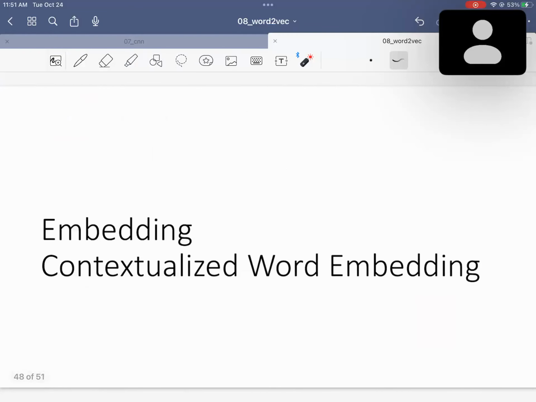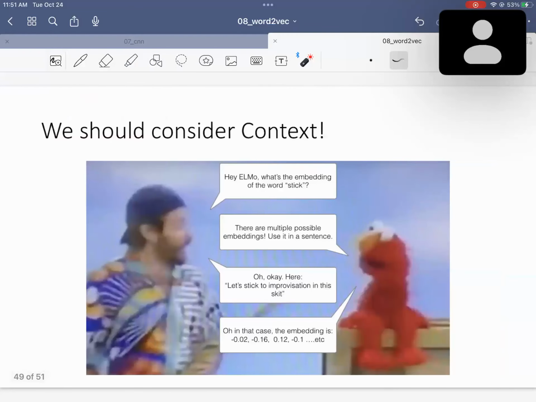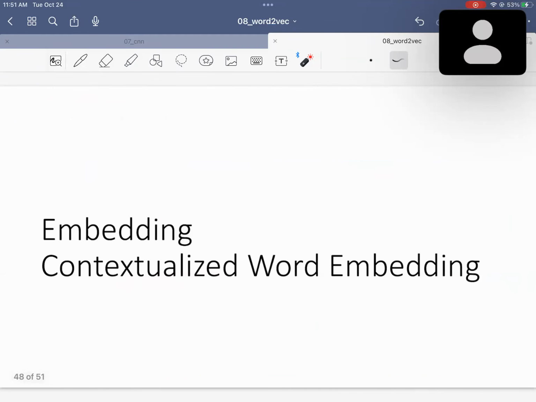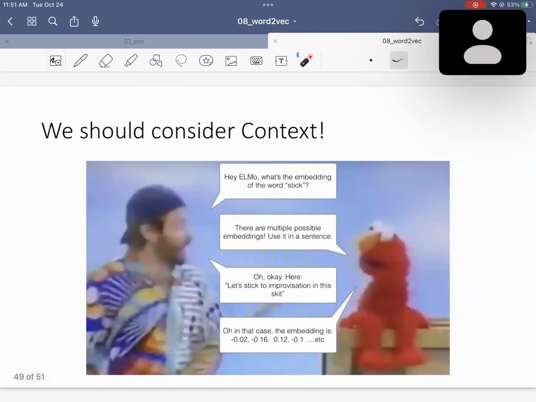Right. So the very last topic is contextualized word embedding. This is where ELMo and BERT came out of. We'll get to this two weeks later. There was a model called ELMo, which was the first work to do contextualized word embedding.